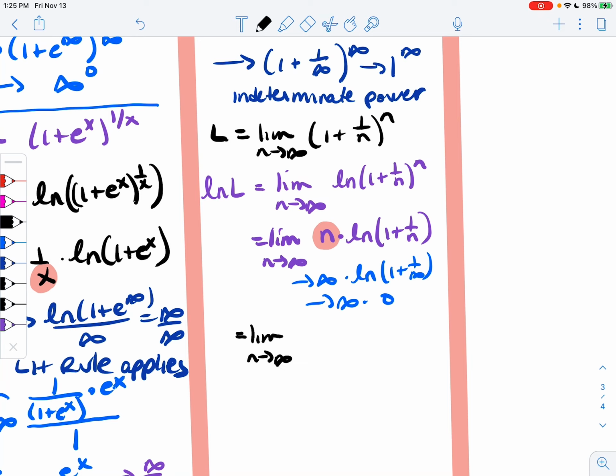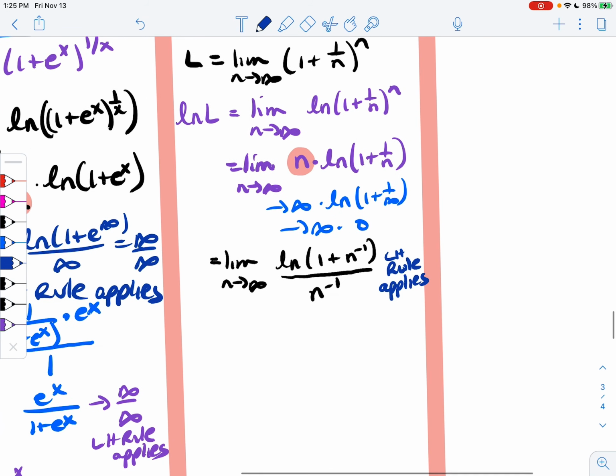the limit as n goes to infinity of the ln of 1 plus 1 over n, over n to the minus 1. I'm going to make that a minus because I know I need to write a derivative with L'Hopital's rule. Now L'Hopital's rule applies, as it always does with my indeterminate products of 0 times infinity.